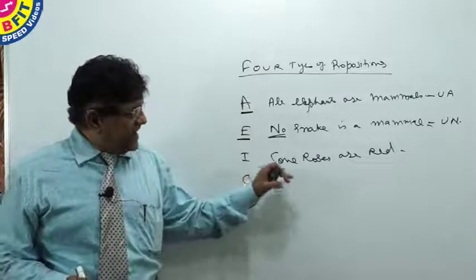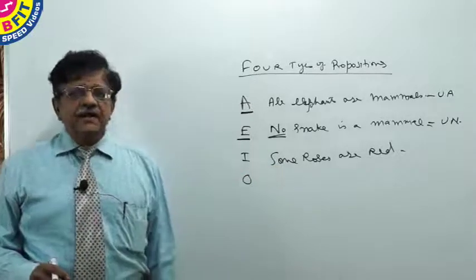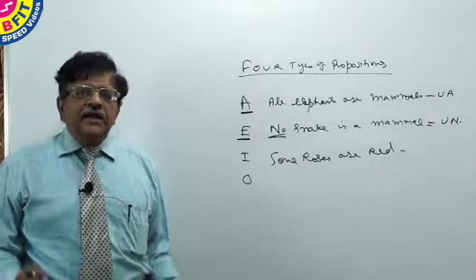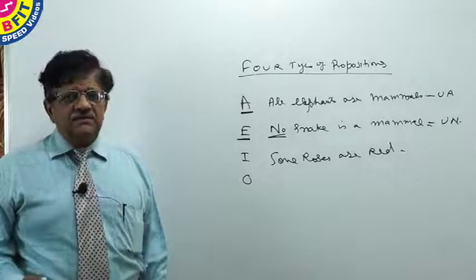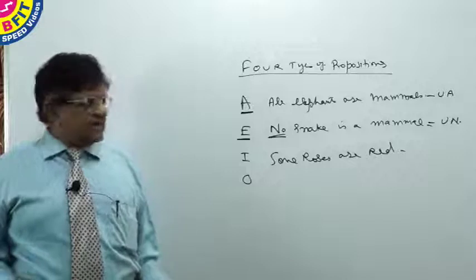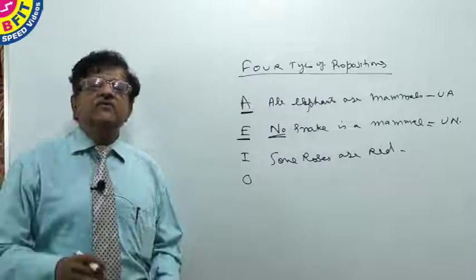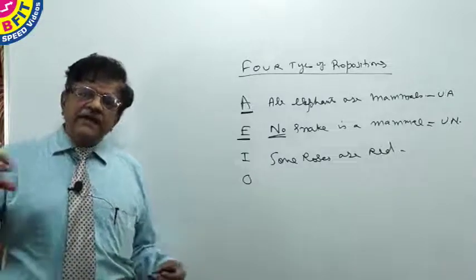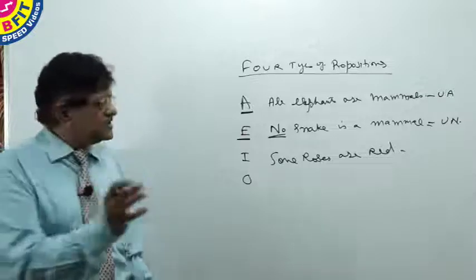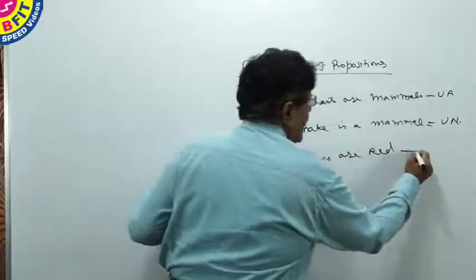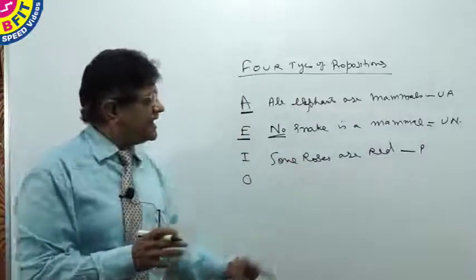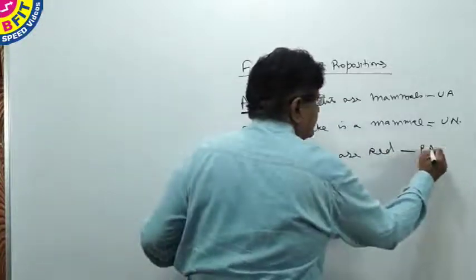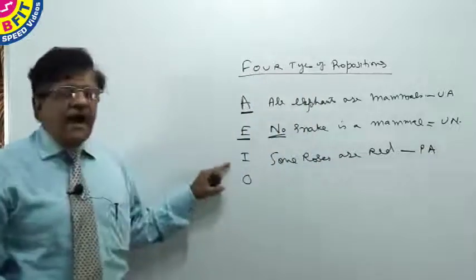Therefore, when I say some roses are red, I don't mean the entire universe of roses. I don't say all roses. I don't say the entire class of roses, but a portion of that universe. Out of the entire universe of roses, some roses are red. Therefore, I am talking about a particular portion, and I am not using any negative, therefore it is affirmative. And this is called I-type of statement.